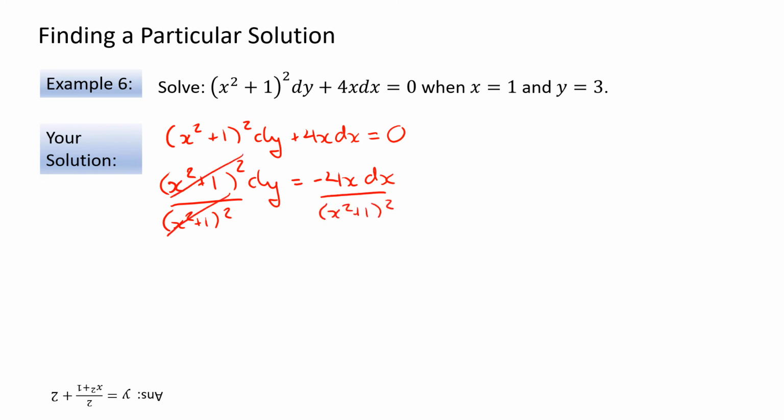And since they cancel on the left, we're left with dy is equal to negative 4x times dx divided by (x squared plus 1) all squared. So now remember, now that we have all the x terms on one side and the y terms on the other side, we can now integrate. So we take the integral of both sides.